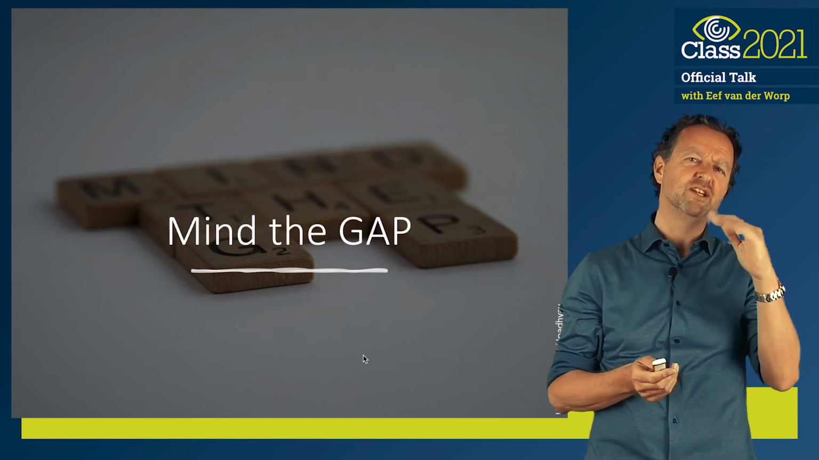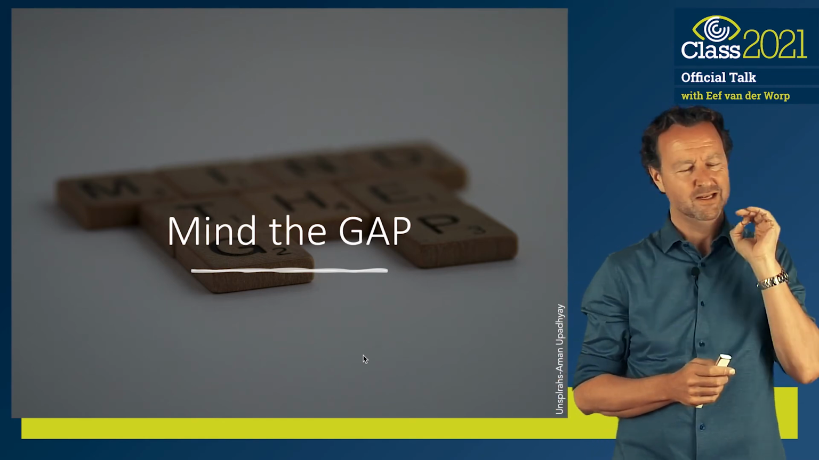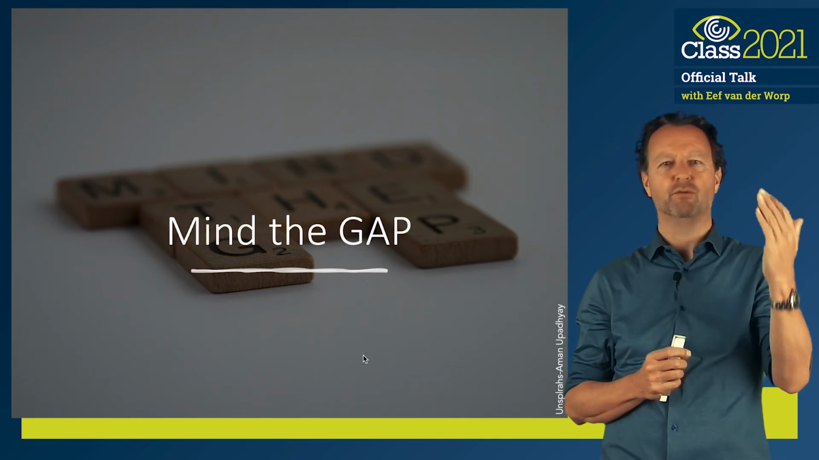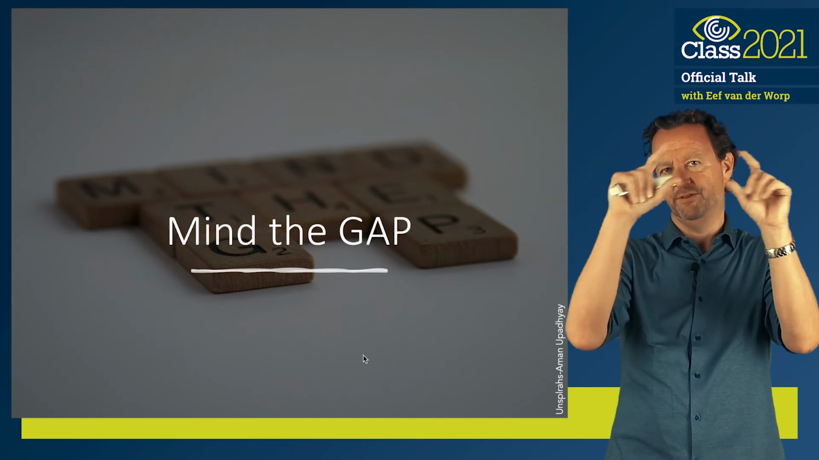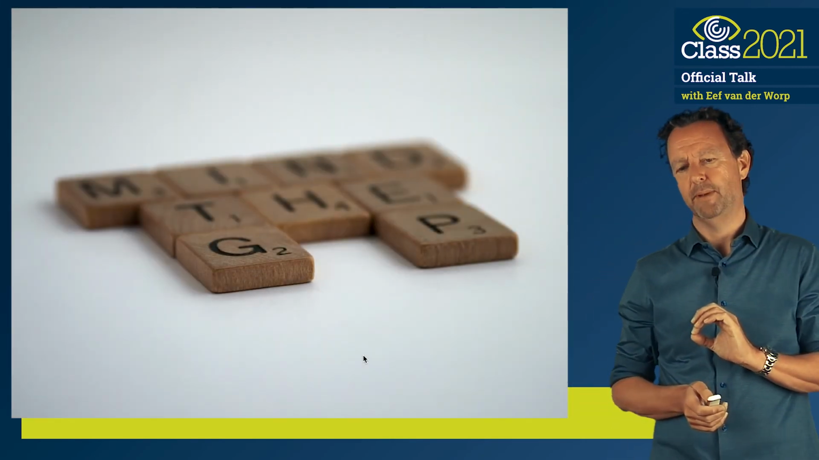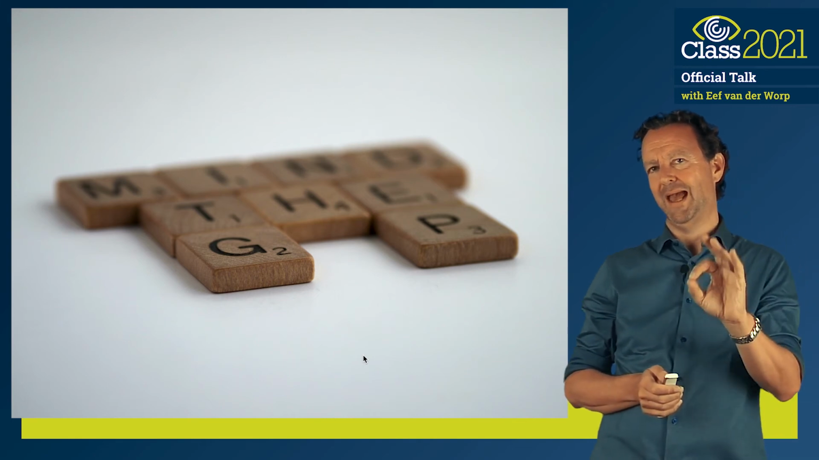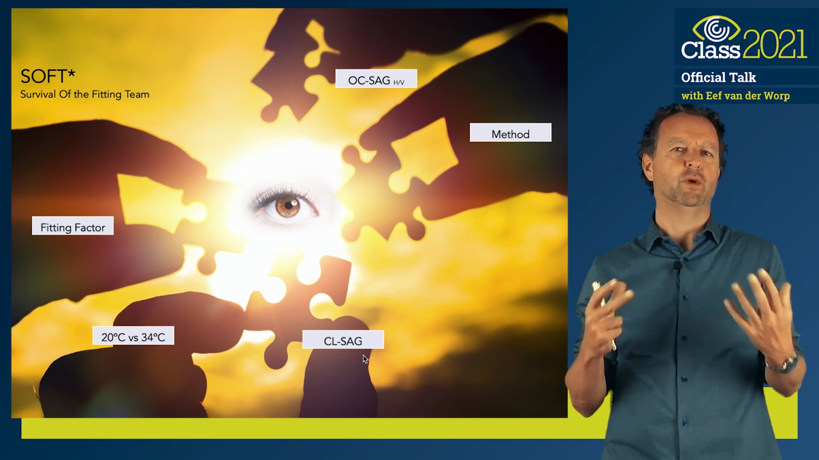OCT images of lenses on the eye show us that there's hardly anything. It's maybe a micron or two between the lens and the ocular surface in different areas. Not something to be particularly worried about. So that is not where the gap is. It's more in that fitting factor and how to incorporate it.